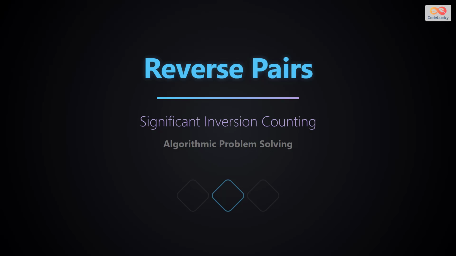Welcome back. Today we are diving into an interesting algorithmic problem known as reverse pairs. This is often considered a hard problem because a simple solution is not efficient enough for large datasets. We will break it down step by step.